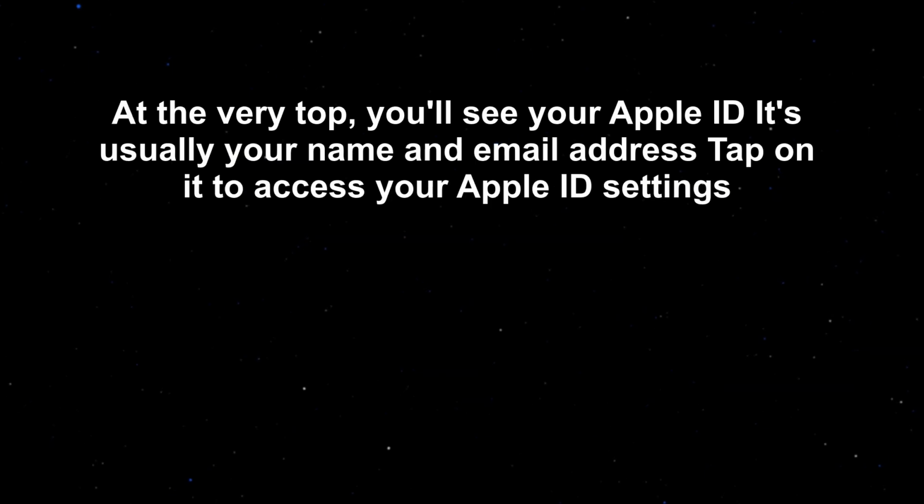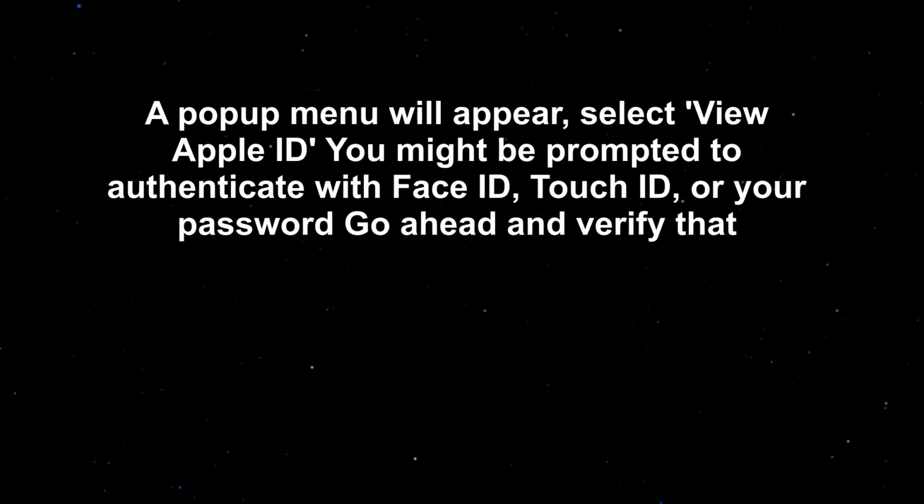At the very top, you'll see your Apple ID, it's usually your name and email address. Tap on it to access your Apple ID settings. A pop-up menu will appear. Select View Apple ID. You might be prompted to authenticate with Face ID, Touch ID, or your password. Go ahead and verify that.